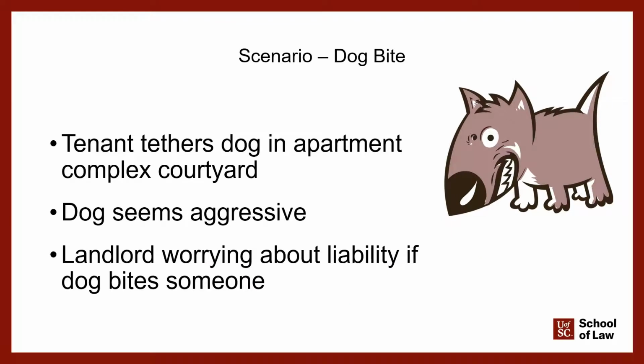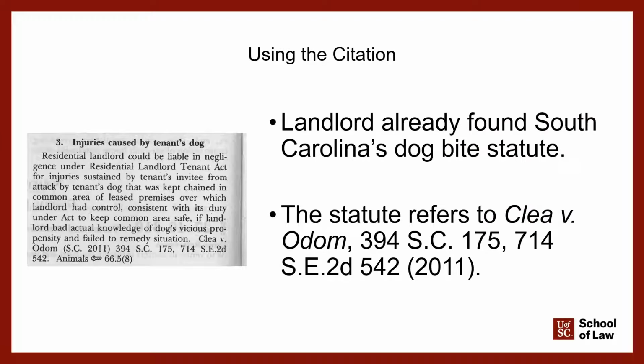Let's do a scenario that kind of models that first one. They come in with something. You have an apartment complex where one of the tenants is tethering their dog in the courtyard, which is common ground. This dog seems to be aggressive, it growls at people, it acts aggressively, and the landlord is worrying that there may be liability if that dog bites someone. So the landlord has come into the library and they're poking around at whatever legal stuff is available, or they're using the internet, and they determine that South Carolina has a dog bite statute.